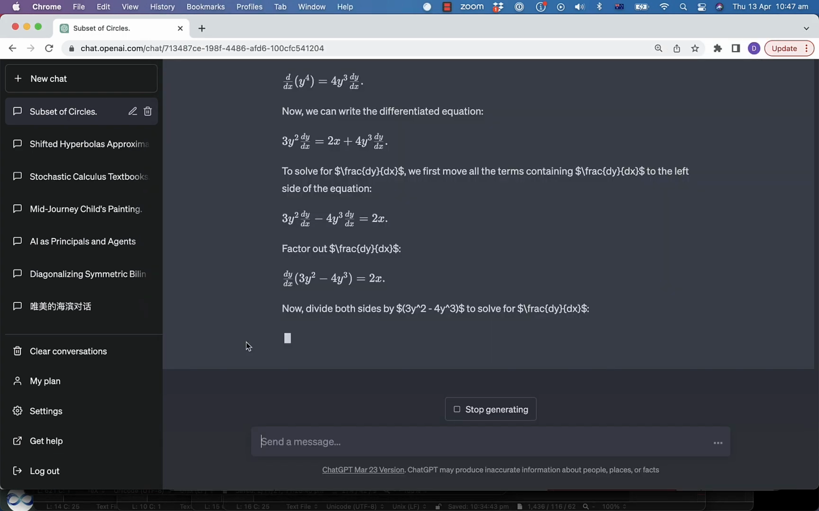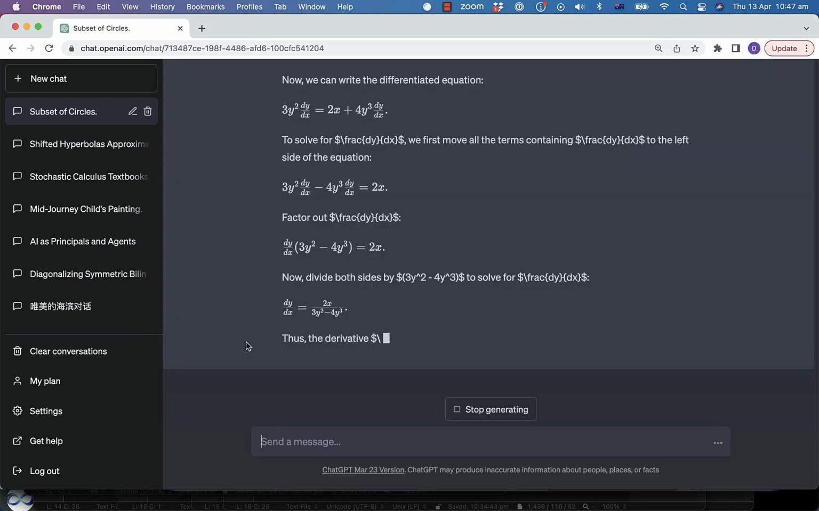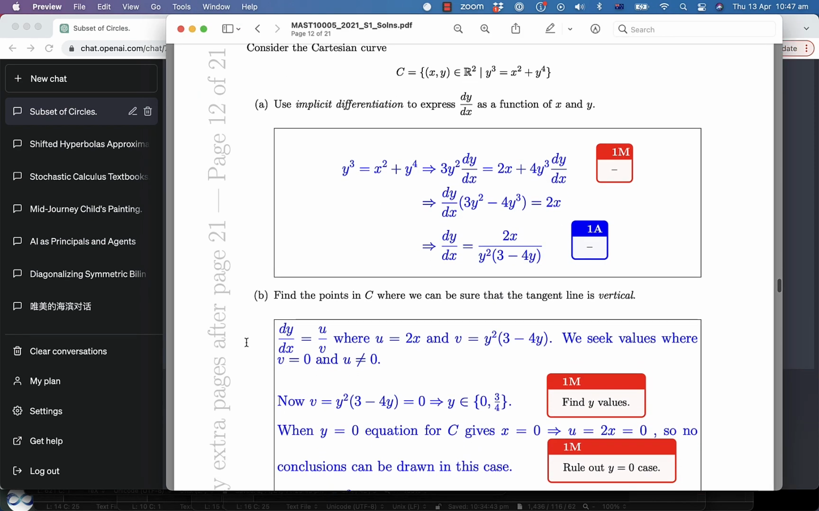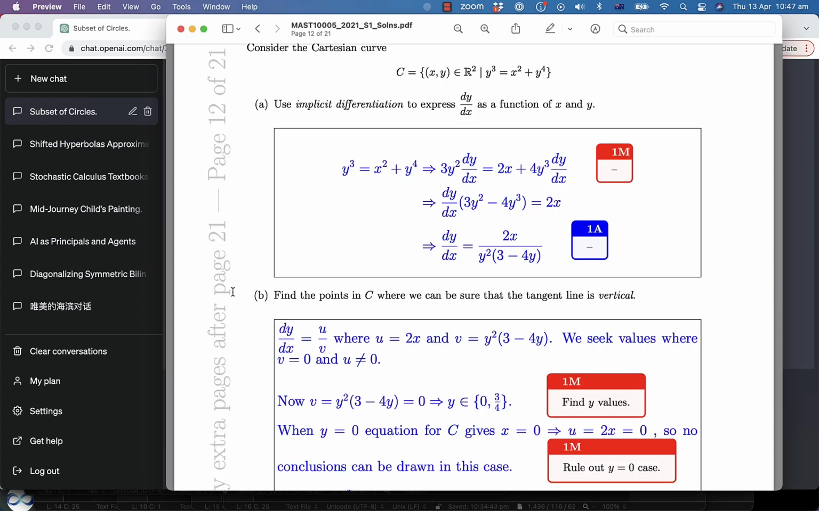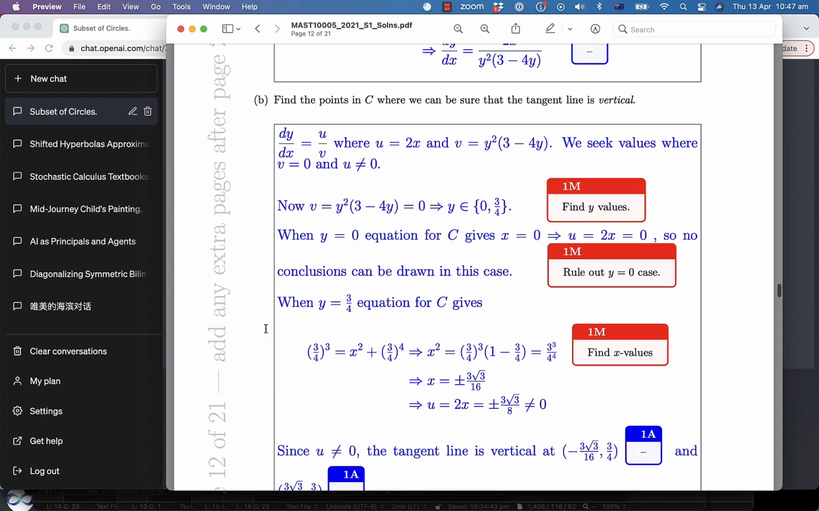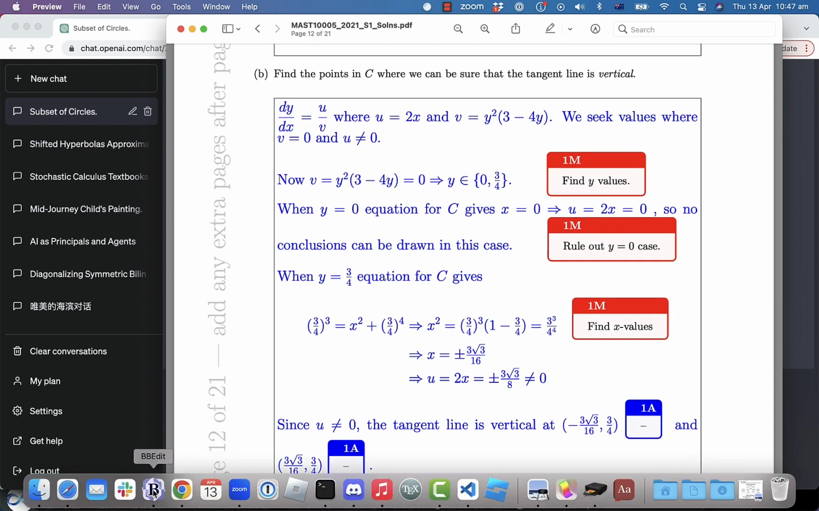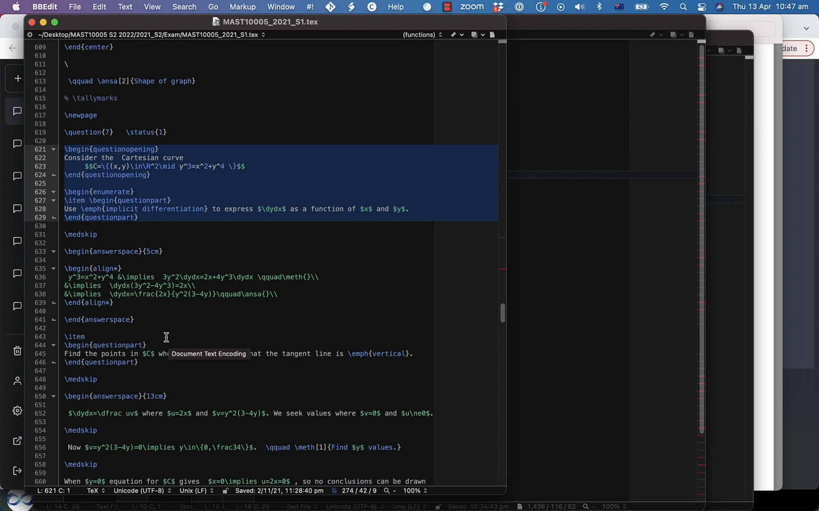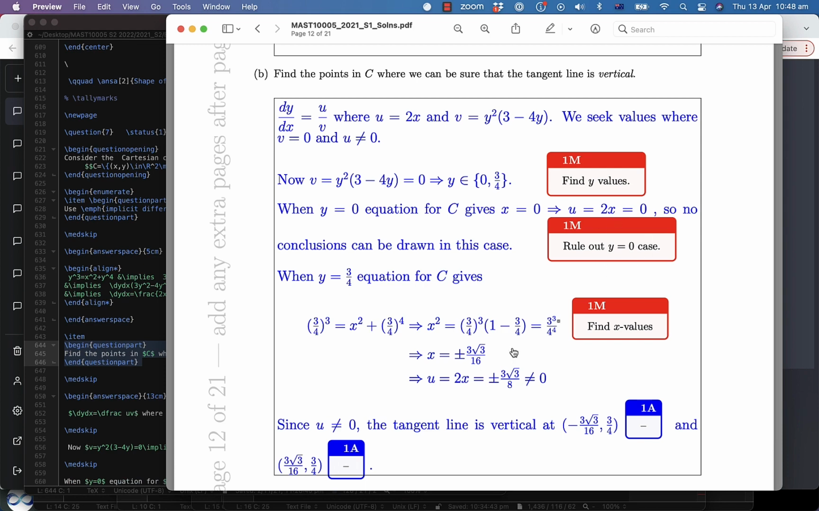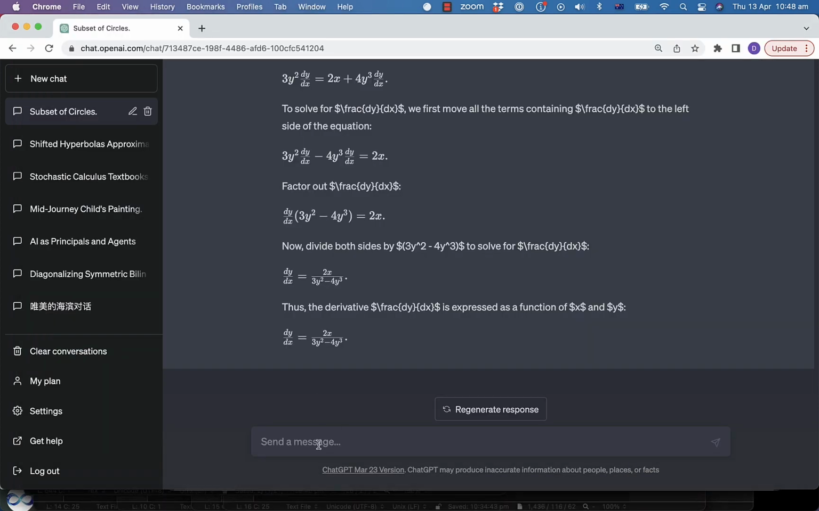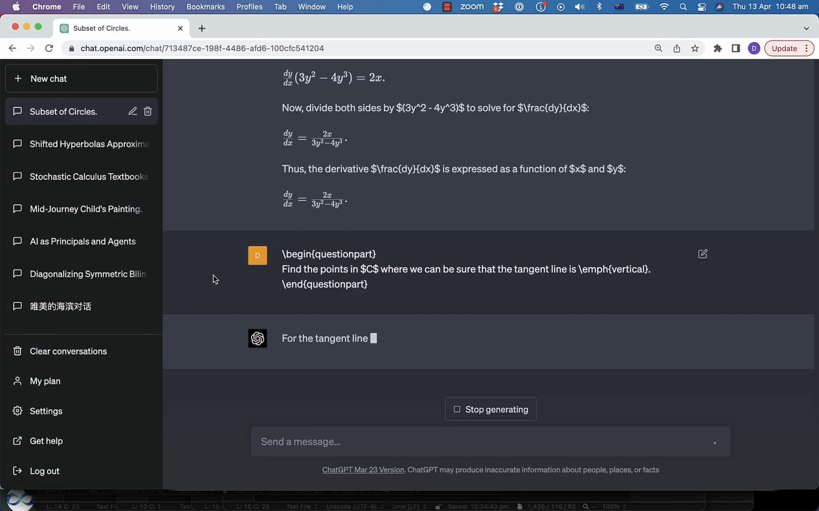2x over what? Oh. That's right. So wait, 3y squared minus 4y cubed. Right. Okay. Yeah. 3y squared. Yeah. I spoke too soon. 2 out of 2. 2 marks. This is a hard one for students, the next one, because they, for example, forget to rule out this case and so on. All right.